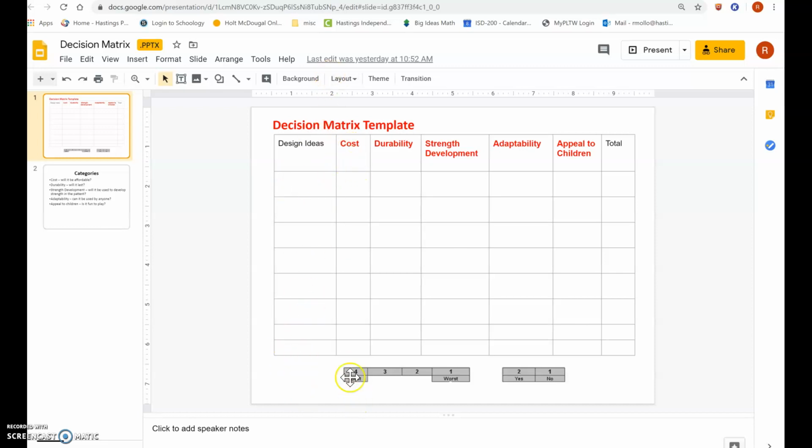And then remember, we have a scale down here. 4 is the best, 1 is the worst. So if it's something that costs a lot, you're going to put it as a 1. If it's something that's kind of cheap to make, then it would be a 4. So you're going to do that for all the categories there, and then add up the total here at the end and see which toy from your group is the best.